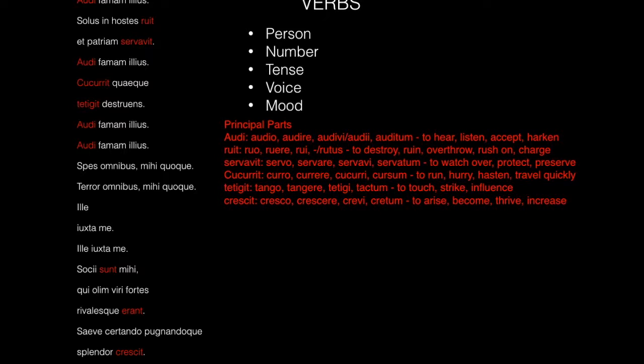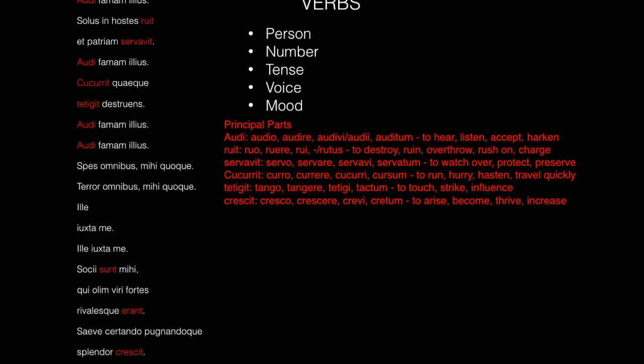All those words are just to help you figure out how to make different forms of the verbs. They're really useful, I promise, but you do have to learn them all. The first 2 principal parts help us form the present, future, and imperfect tenses. The second 2 principal parts help with the perfect, pluperfect, and future perfect. The second principal part, audire, ruere, servare, currere, tangere, and crescere, those are the infinitives, the present, active infinitives. To hear, to destroy, to watch over, to run, to touch, to arise. The second principal parts also tell us what family or conjugation a verb is in, but we won't talk about that now.